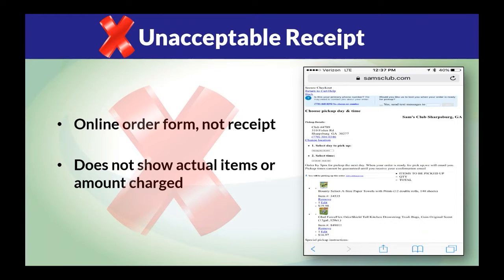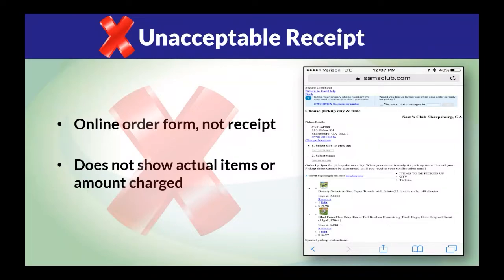The receipt would be the electronic or paper receipt that you receive after you pick up the items at the store, which shows the actual items that were purchased and not ordered, and the amount that was actually charged. Sometimes what you ordered is not what you picked up due to substitutions being made by the store or out of stock items that were not received.